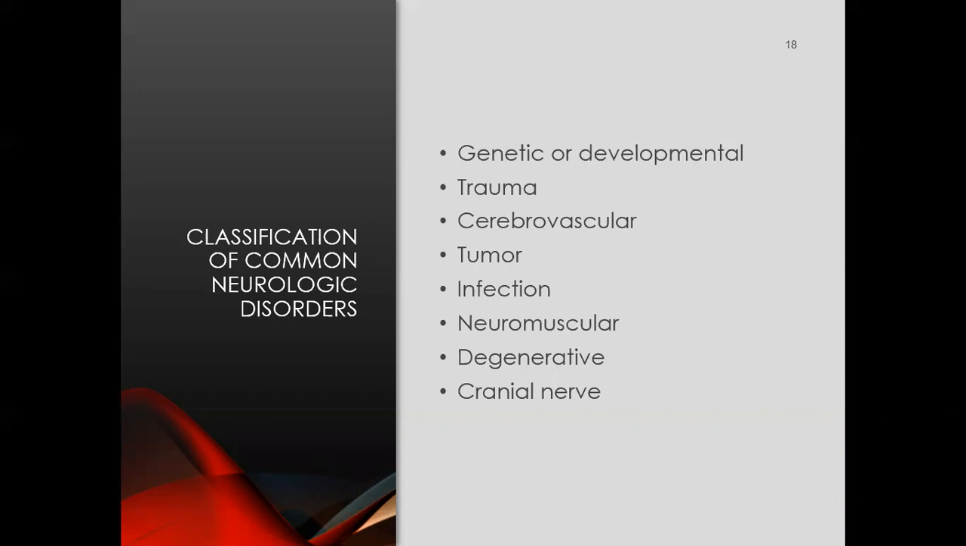Infections like meningitis, encephalitis, brain abscesses, spinal abscesses, poliomyelitis, and Guillain-Barré syndrome can cause issues neuromuscularly with the neurologic system. And then degenerative disorders. These are like Parkinson's and Alzheimer's. And then cranial nerve disorders such as Bell's palsy or trigeminal neuralgia are also a type of neurologic disorder.